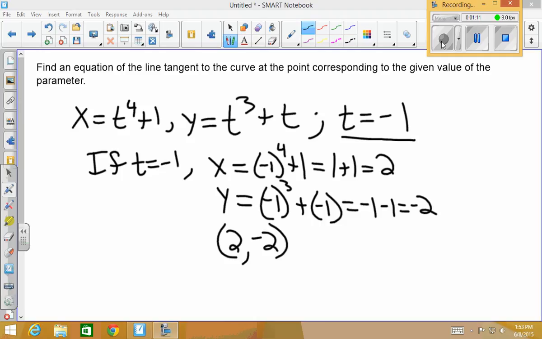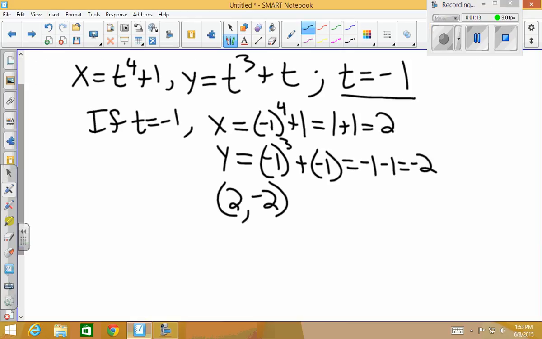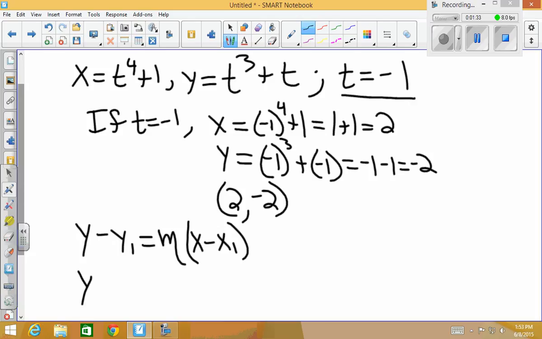So now we know that an equation of the line would be y minus y1 equals m, the slope, times x minus x1. Here again, m is the slope of the line, and x1 and y1 is any point that is on the line, and we just found such a point, 2, -2. So already we can say that our equation should be y minus -2 equals m times x minus 2. The only thing left to do is to find the slope.